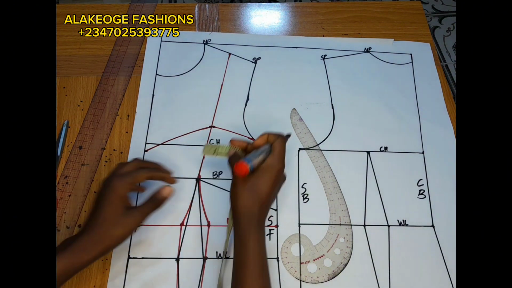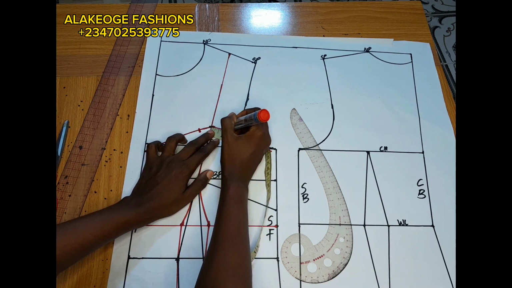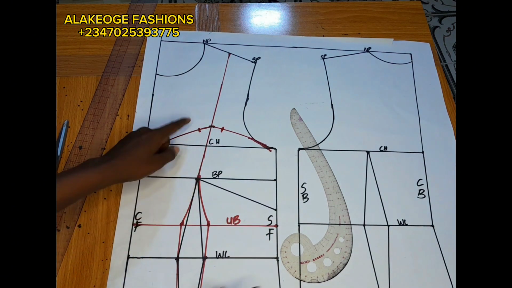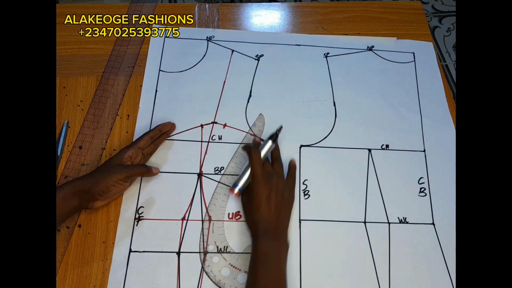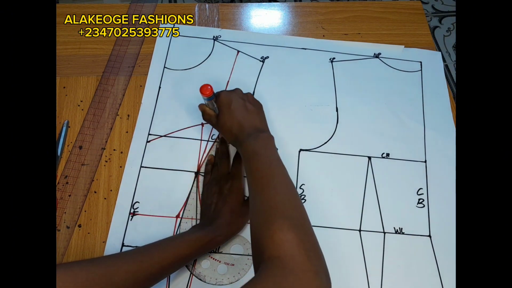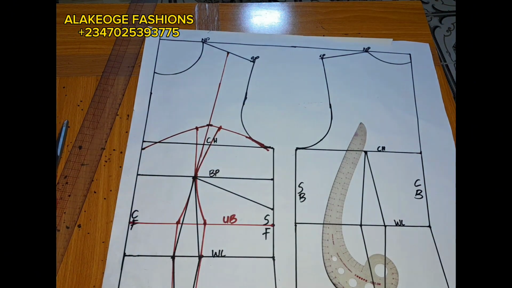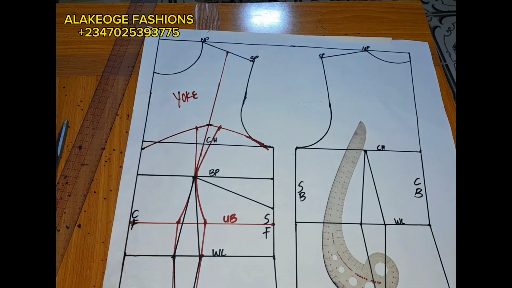So from there I'll do my overbust tightening. Right now I'm just doing 0.75 on both sides of the line here. Then I'll connect it to the bust point. So this is my overbust tightening. For a plus size, I mostly do 1 inch on both sides, but for this I'm doing 0.75 for both.